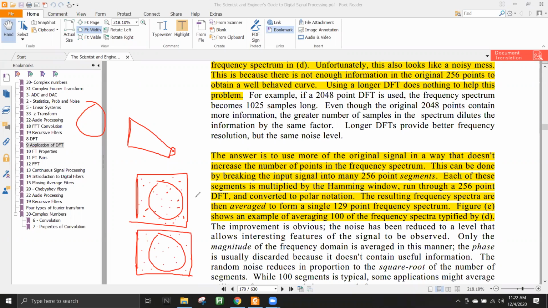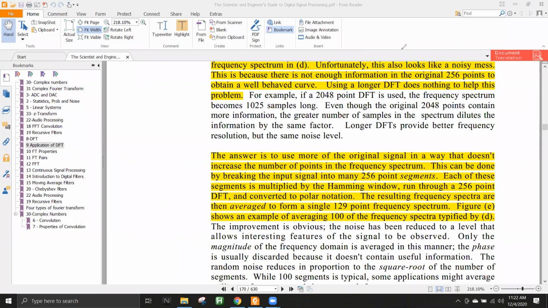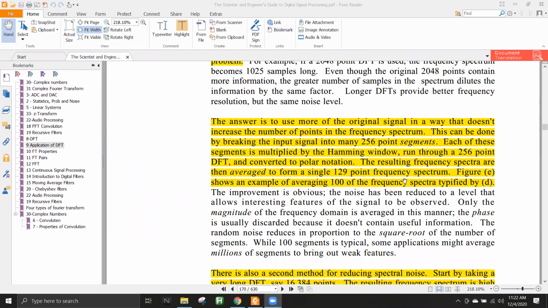If you take the same snapshot multiple times and perform an averaging of them, the noise will be reduced, and the main thing, this planet or whatever it is, that particular thing will become more prominent. Okay, so this is the main idea. This is what we are also doing here in the audio case.